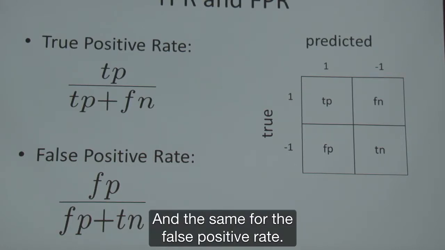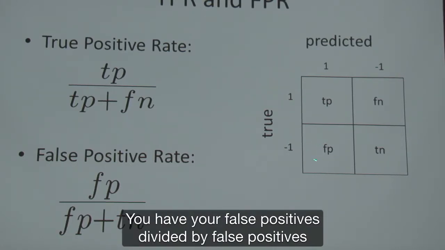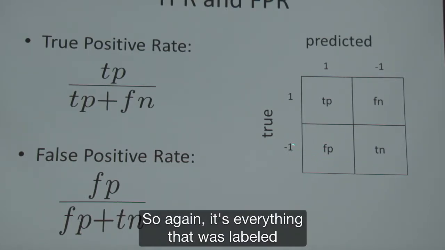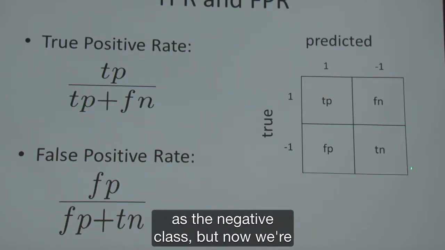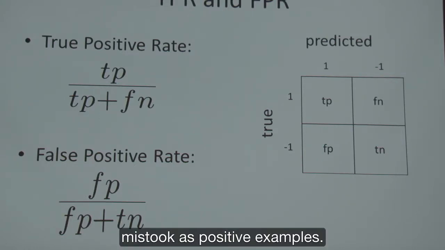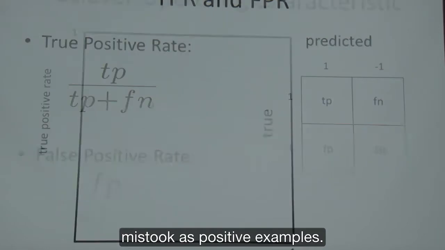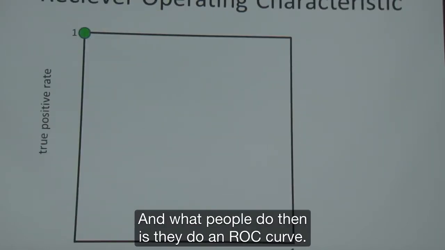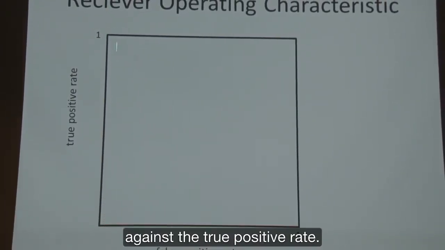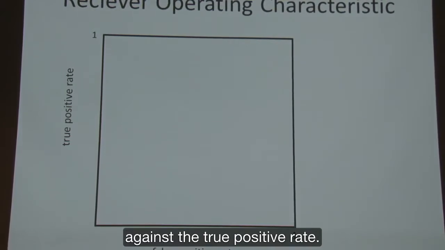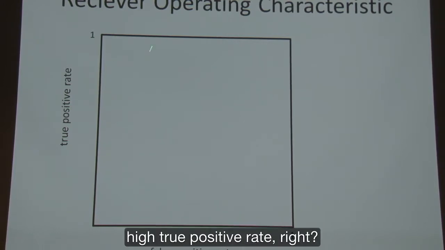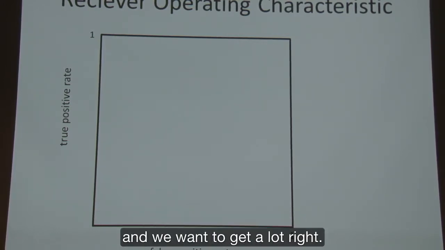And the same for the false positive rate. You have your false positives divided by false positives plus true negatives. So again, it's everything that was labeled as the negative class, but now we're actually looking at those that we mistook as positive examples. And what people do then is they do an ROC curve. We now plot the false positive rate against the true positive rate. Our goal is to have a small false positive rate and a very high true positive rate, right? We don't want to make so many mistakes, and we want to get a lot right.